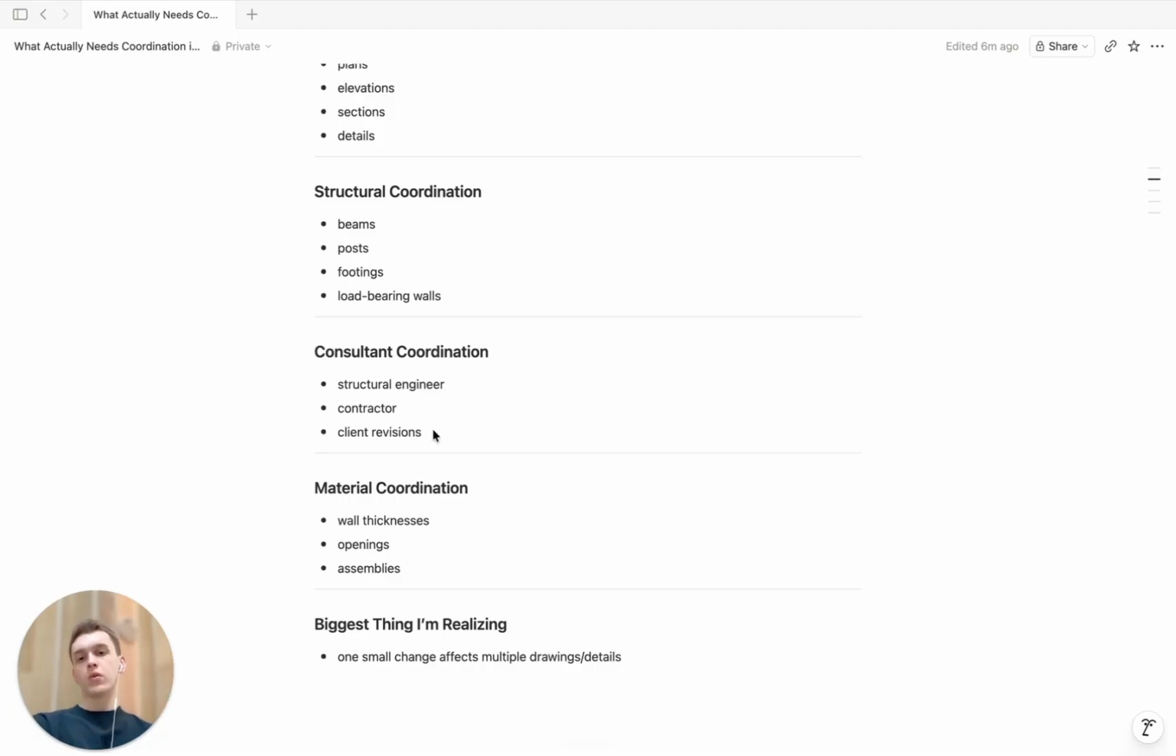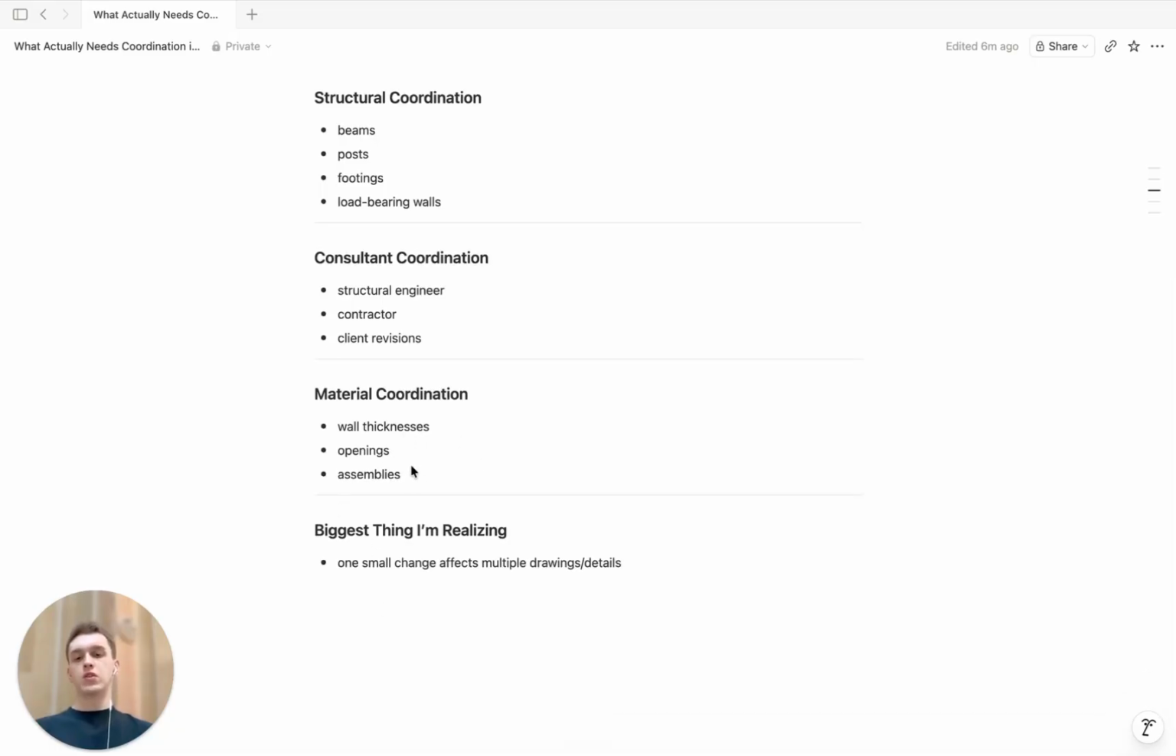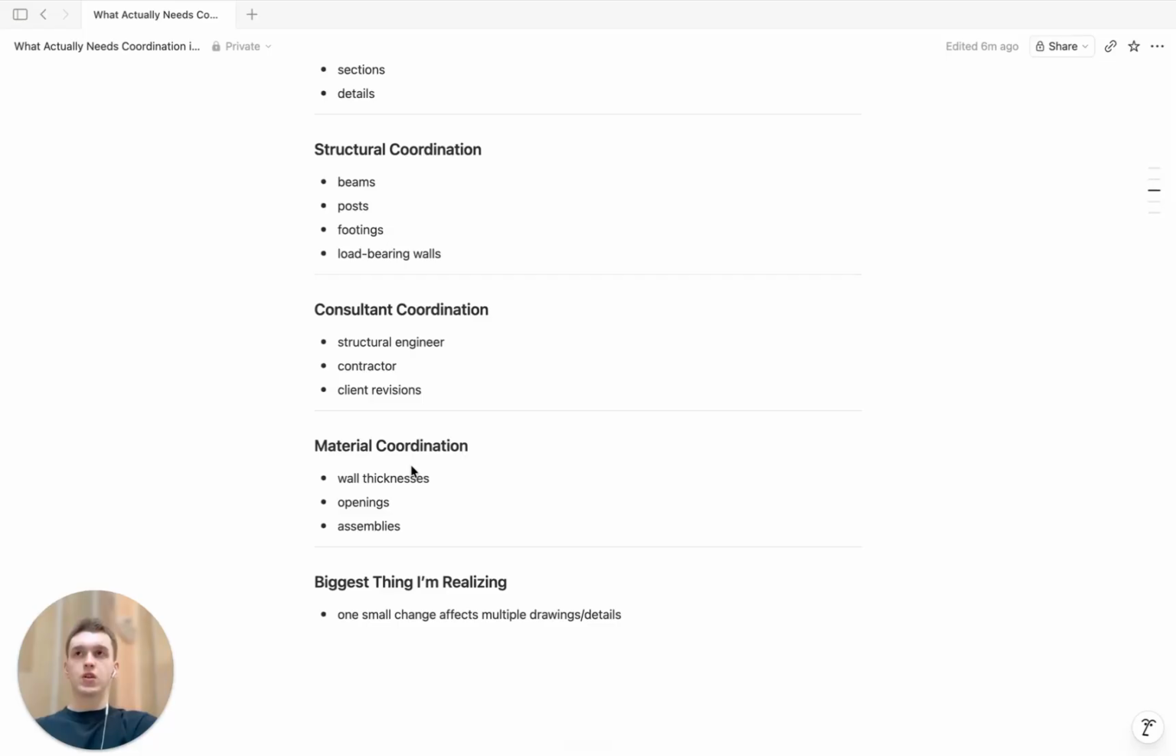And then client revisions: working closely with the clients to translate their vision into a digital footprint, and from there turn it into reality. And then material coordination: wall thicknesses, openings, and assemblies. That's why the details are very crucial in permit sets and construction sets, so that general contractors can understand what is going on, how a certain wall is assembled, and the correct way to do it by permit submission.